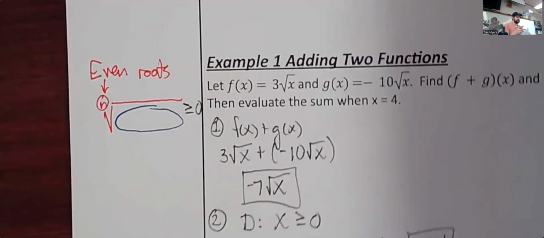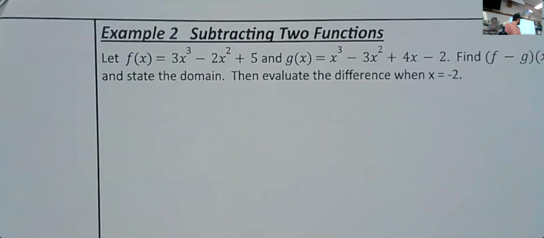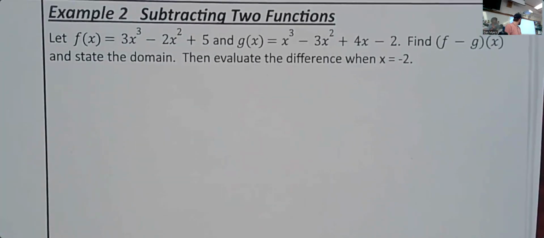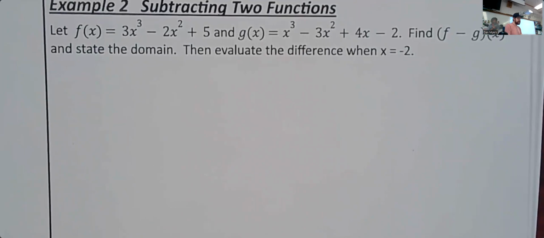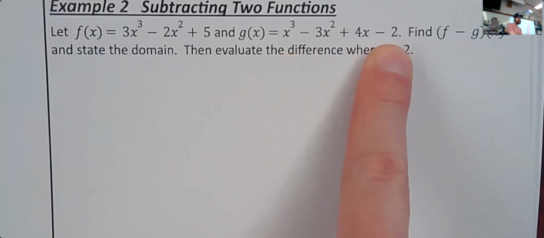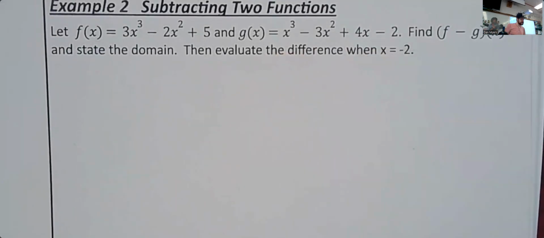Flip it on over. Next, we're talking about some subtraction. So this one's going to function very similarly to the one we just did. We just need to make sure that the second function ends up in a set of parentheses so we can distribute the negative to combine those like terms.